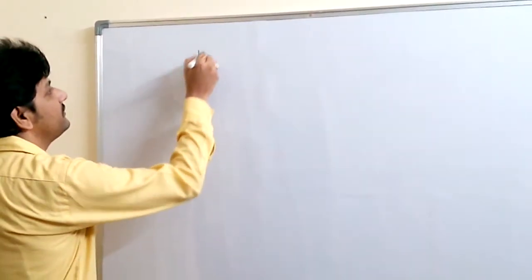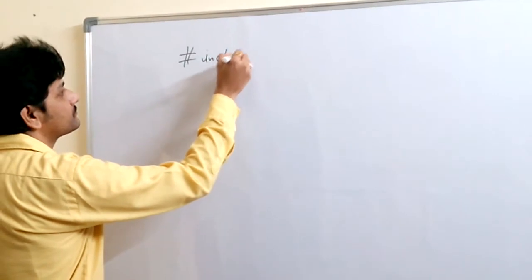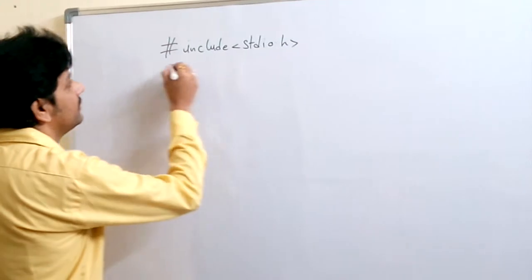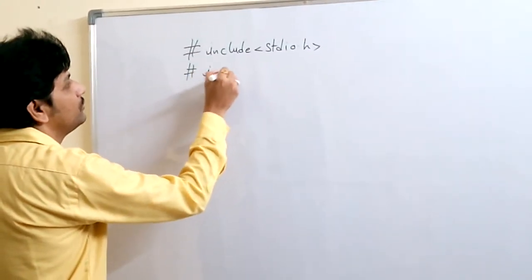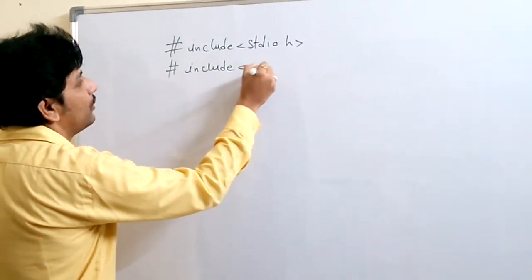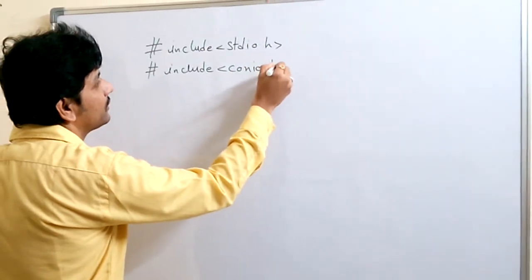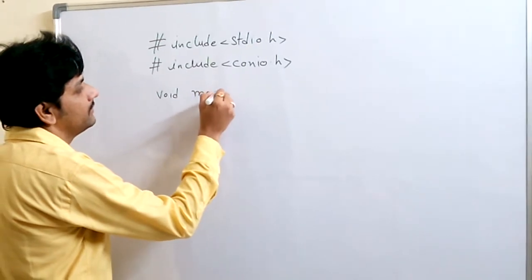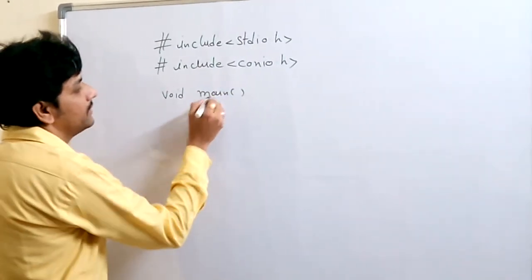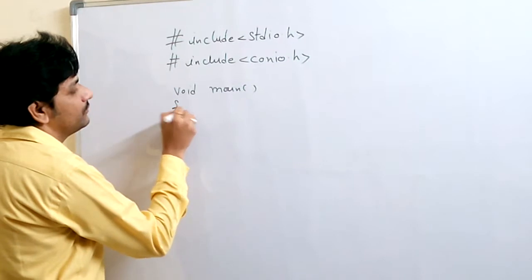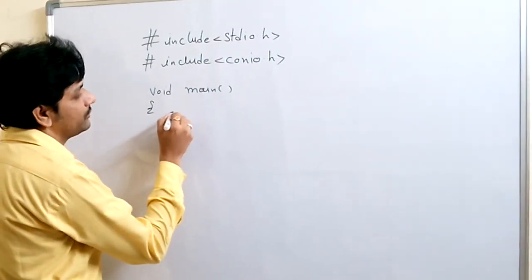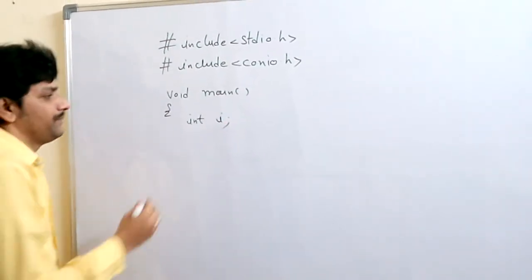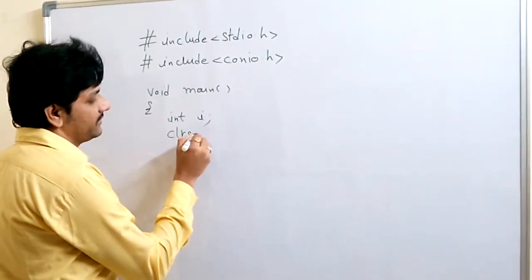Hash include stdio.h, hash include conio.h, void main. In the main method, I am going to declare a variable int i. After that, clrscr, clear screen.